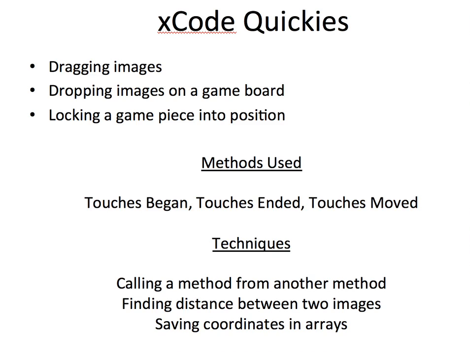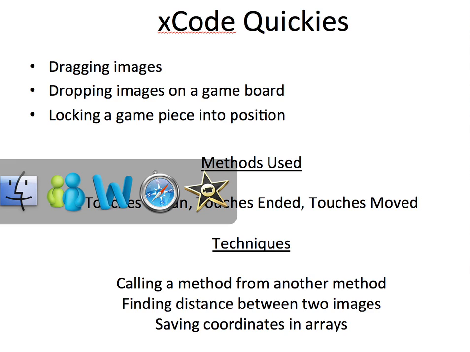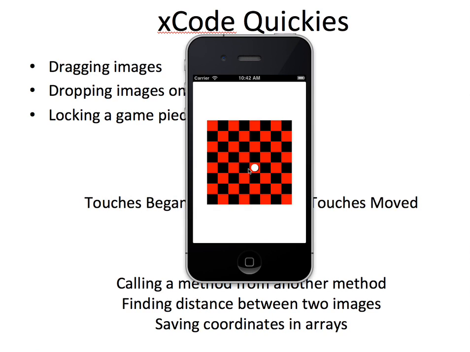In my last xCode quickie, I showed how to make a grid on the screen that held an array of image views. It was a checkerboard. We had red and black squares set up, and we had some pieces that you could put on the board by clicking, and then clicking again would take them off. It looked like this. So I'm putting pieces on by clicking, and then I click again and it takes them off.